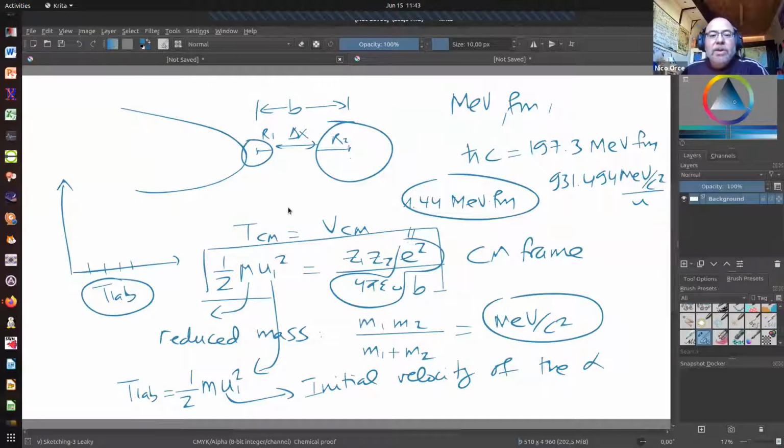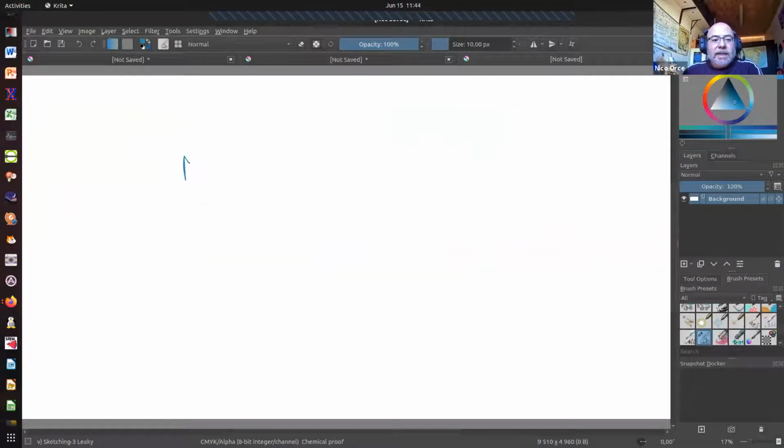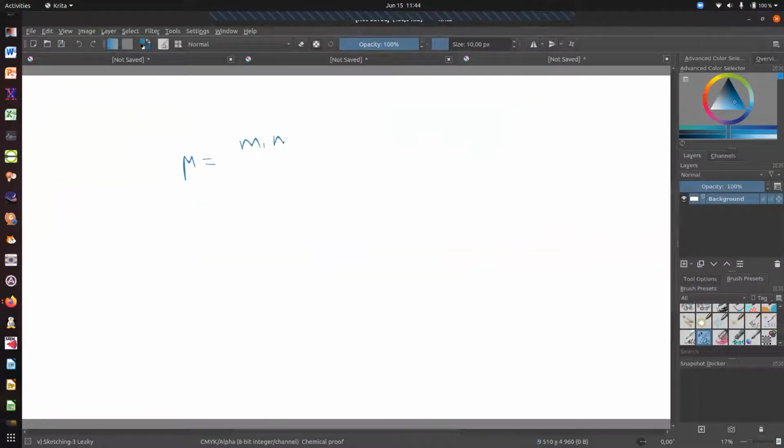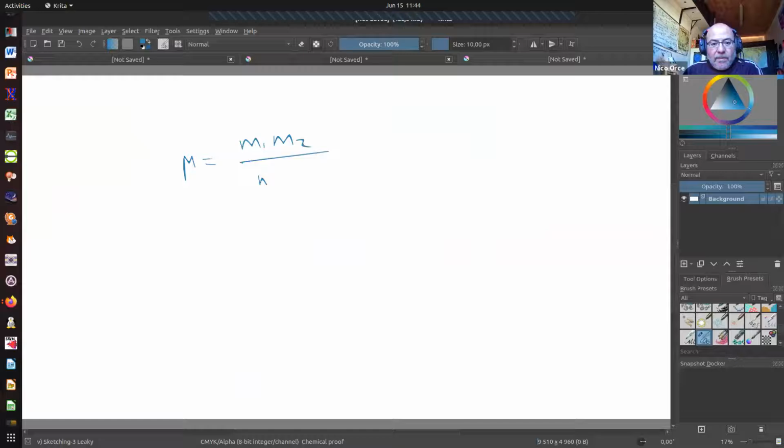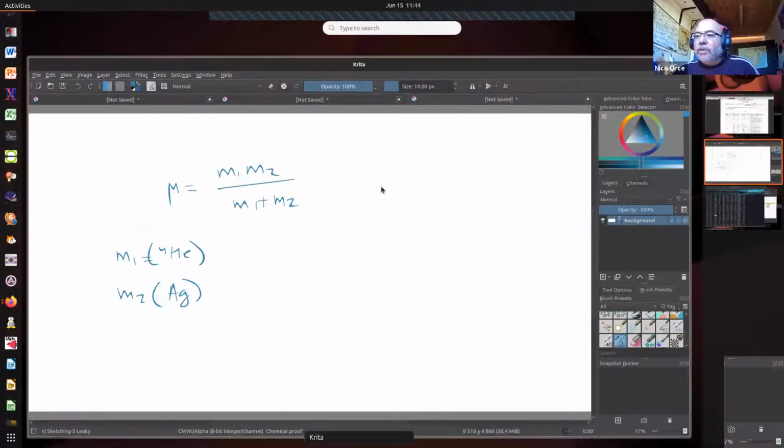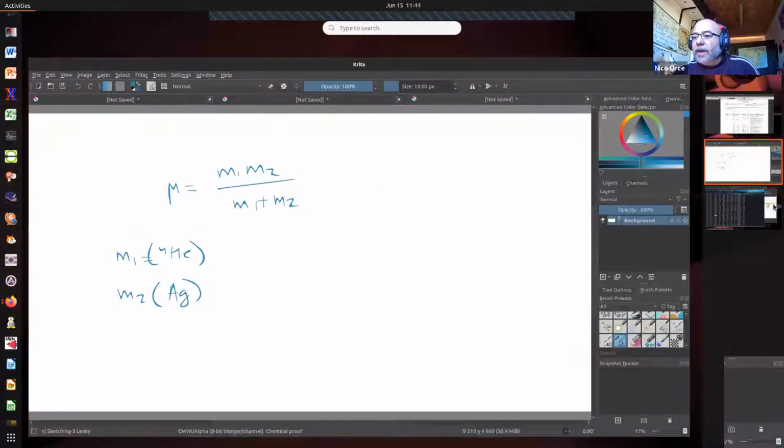So that's right. Okay, let's go to that point in particular. Basically, you have the reduced mass, which is equal to M1 M2 over M1 plus M2. So we take the mass M1 for the helium. M1 from helium is going to be 1, and the M2 will be the one for tantalum or silver, right?